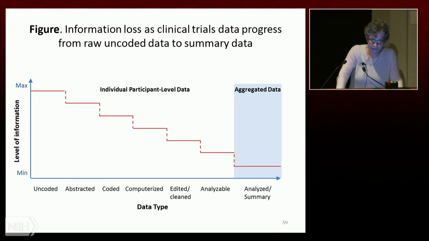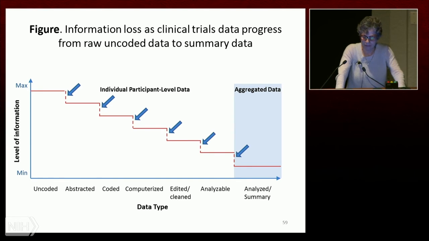So if you go from the left, which is the uncoded data that's initially collected, let's say the case report forms or the medical records, all the way to the right, which is the analyzed aggregate data that you'd see in ClinicalTrials.gov or a journal article. And you could see that at each step here, in this sort of model, decisions are being made to go from the uncoded to the abstracted data, from the abstracted to the coded, to the computerized, to the edited and cleaned, to the analyzable data set, and finally to the analyzed summary data. And there's a journey from the initial raw data to the final summary data.